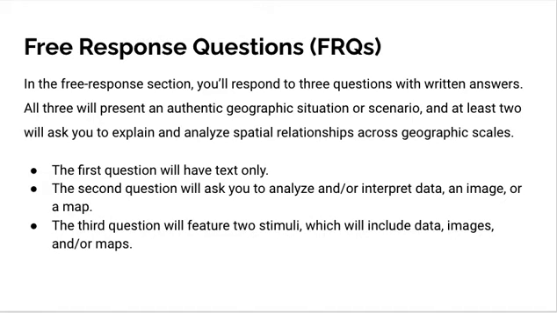There are going to be 3 types of FRQs. One is just straight up text. The second is going to ask you to analyze and interpret data, like a table of data or a pie chart or something like that, or an image or a map. And the third question will feature 2 stimuli. So therefore, you could get 2 images, or a picture and a data chart, or a picture of the location and then a map of the location.